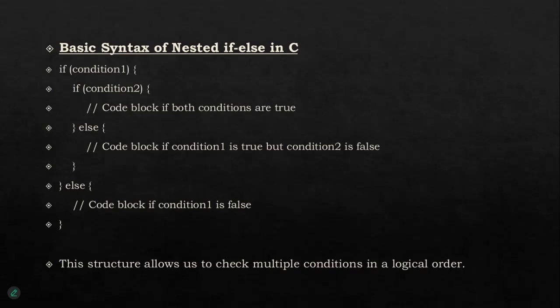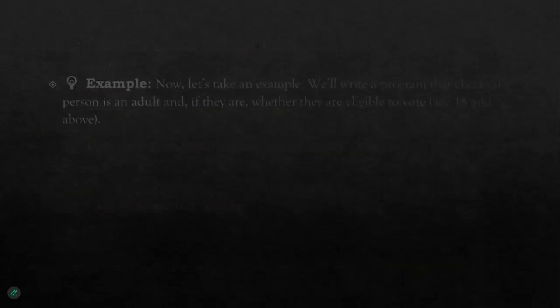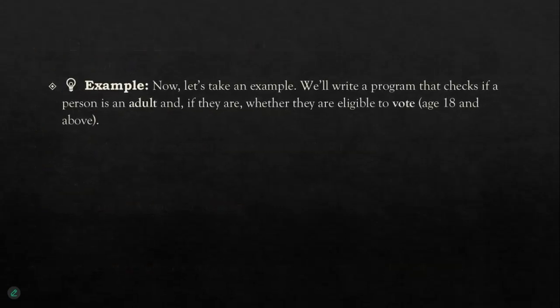This structure allows us to check multiple conditions in a logical order. Next slide. So there is an example. Now see a real life program. With a real life program, we can see the nested if else. Now let's take an example.